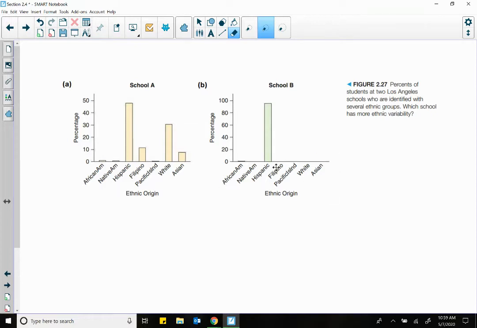But when we look at school B, notice I have almost 100% that are Hispanic and a small portion here that are African American. Okay, there's not a lot of variability here because I only have 2 bars. I have Hispanic, or African American. Okay, that's what we mean by variability.